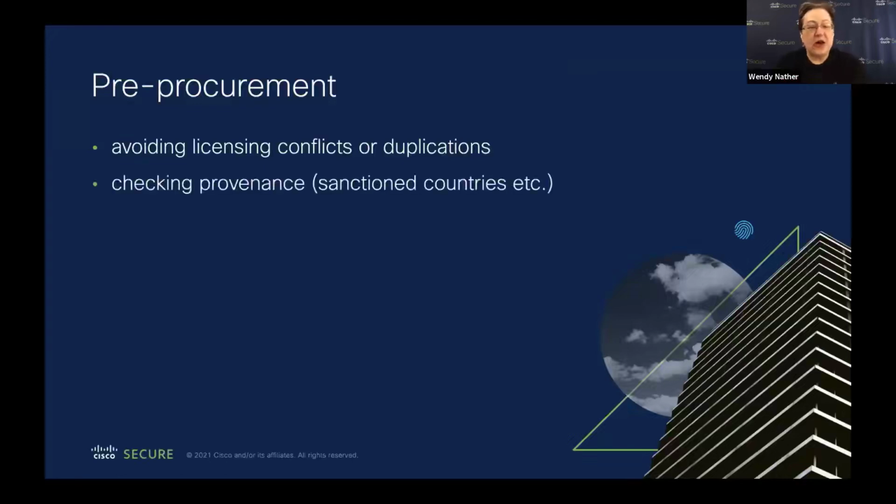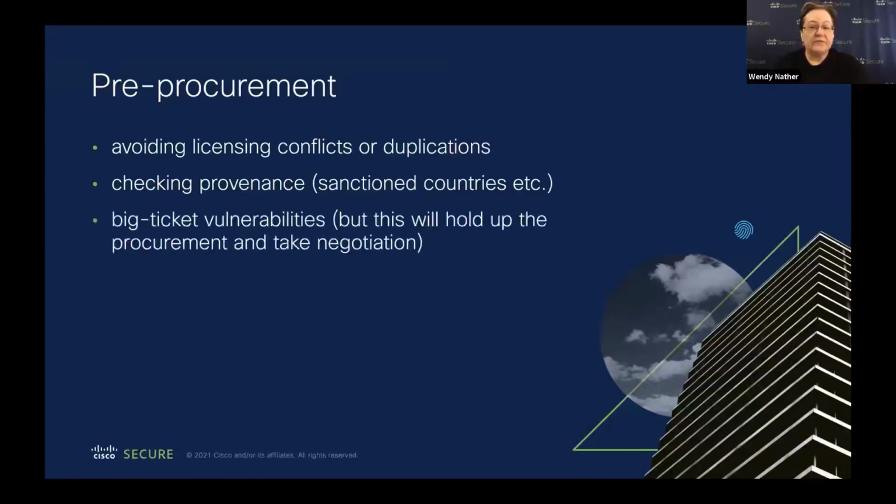Another thing is to check provenance. There may be some sources that you absolutely will not take software from, and that's an immediate no. As soon as you see it, before you sign the PO, you say, nope, sorry, we can't take this. That's also very straightforward.